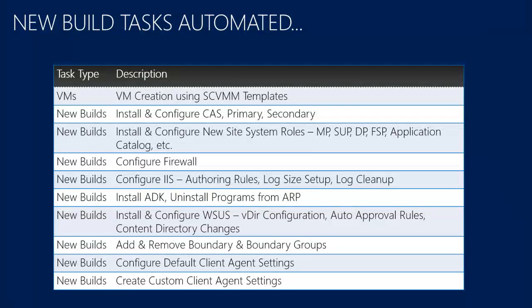All right, so some of the new build tasks: we talked about the VM creation process. On the config manager side, we're also doing things like installing the CAS and primary, and some of the prerequisite steps we talked about, like configuring the firewall, configuring IIS, installing ADK, which is a prerequisite for config manager, WSUS-related activities, and even changing boundary and boundary groups, which we'll show in one of our next demos. So I think this covers what the gentleman in the front was asking: can you set up all the prerequisite roles? This is an example of how you can take advantage of that, and you can expand this further.